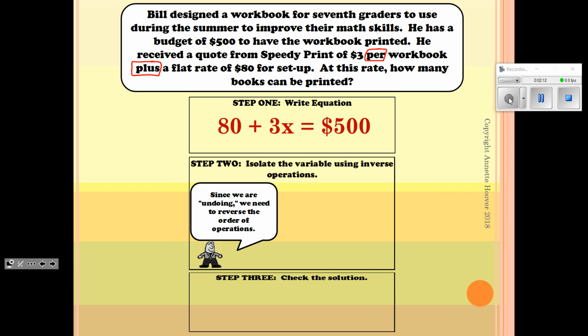So you have to look for keywords like per, which tells you to multiply, plus, which tells you to add. You're always going to be creating two-step equations today. And in these two-step equations, you're going to have a variable being multiplied by something, and then you're going to have a number that's either added or subtracted. So you're going to see a pattern like that as we practice this.